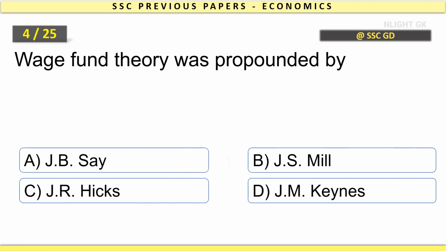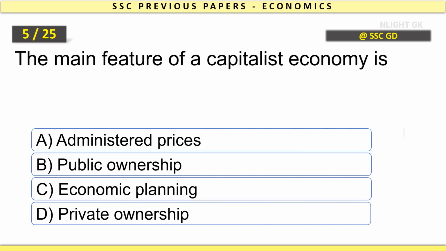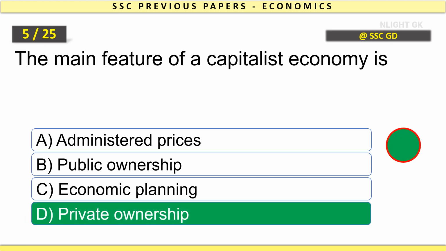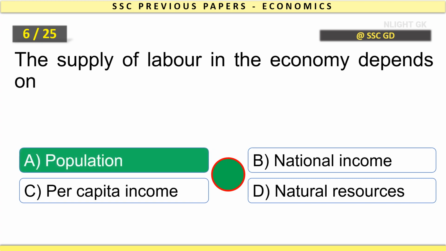Wage fund theory was propounded by J.S. Mill. The main feature of a capitalist economy is private ownership. The supply of labor in the economy depends on population.